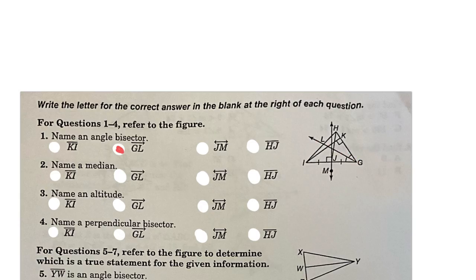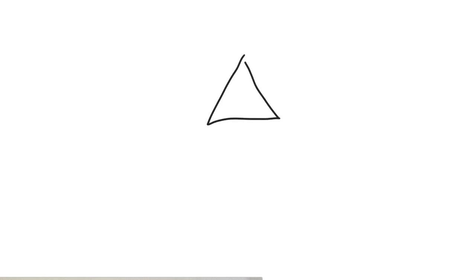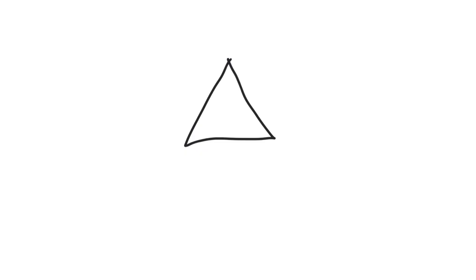Okay, name a median. So the moment they're talking about a median, first of all, that implies the existence of a triangle. So we have a triangle. And remember, the median is a thing that would go from a vertex, and then it cuts the opposite side in half. So median also has to do with a vertex such that it goes all the way through and actually cuts the opposite side in half.